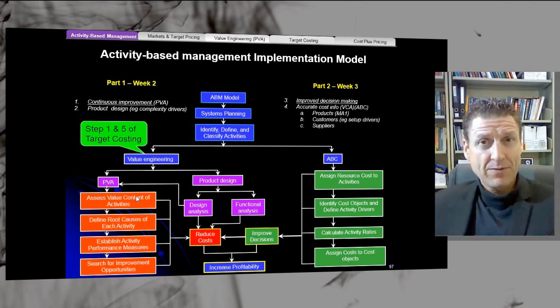And then establishing performance measures. Performance measures give us feedback for learning. Performance measures help to activate incentives for people to pay more attention during the activity. And once we establish activity performance measures, then we can search for more improvement activities. And this is that cost down, that continuous improvement. Plan, do, check, and act. That's the continuous improvement cycle. So there you have it. That's the activity-based management implementation model.